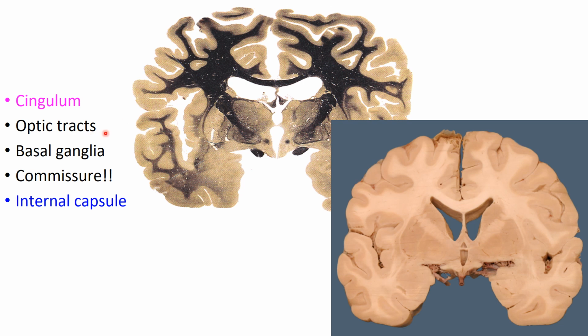I also want to point out in this particular cross section, we can see the optic tract. That is going to be this white matter region right here. So that is your optic tract. And then we have our basal ganglia, which we reviewed in a previous video. And then we have commissures. The commissures are important to recognize.